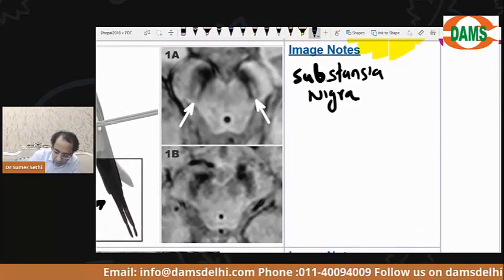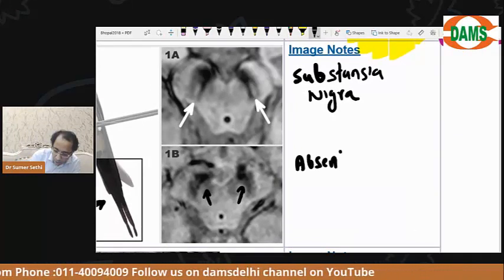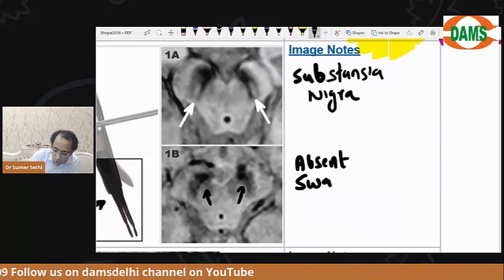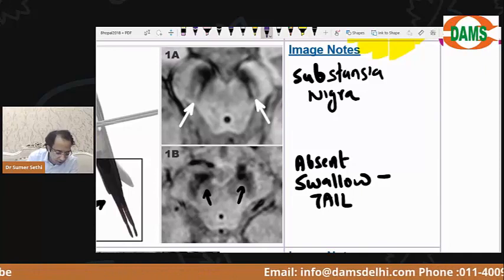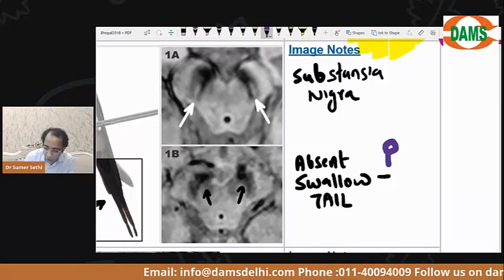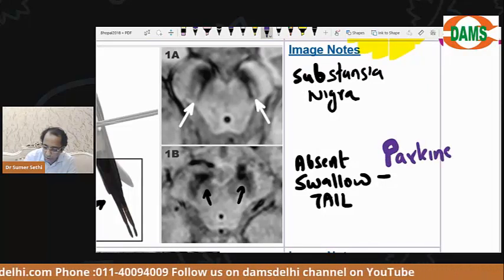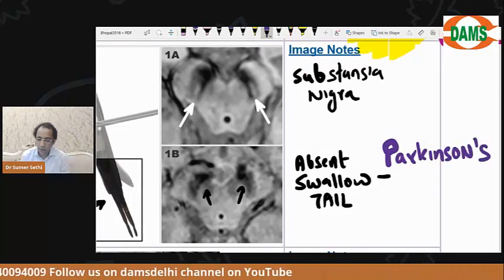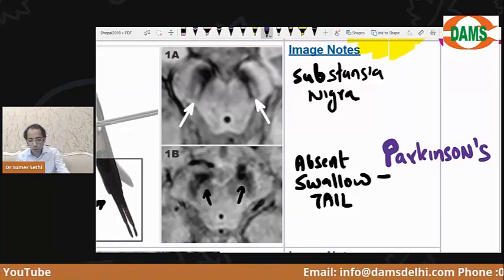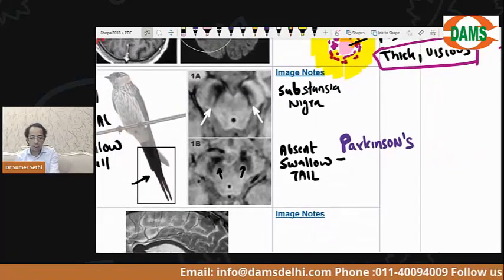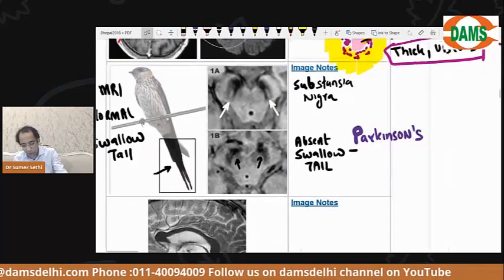Now, second question. In the second image, the substantia nigra shows an abnormal appearance. The normal swallowtail appearance is absent. What do you think is the disease? You already know. As soon as I said substantia nigra, you start thinking of Parkinson's disease. Remember nigrostriatal pathway abnormality? Yes. So absent swallowtail sign is seen in Parkinson's. So swallowtail appearance is a normal appearance.